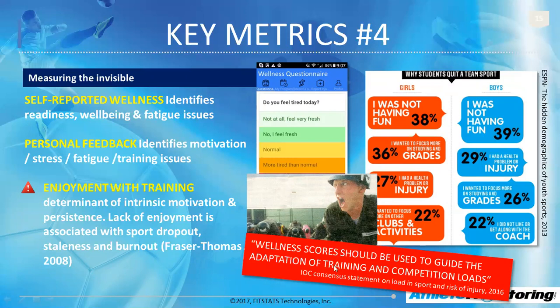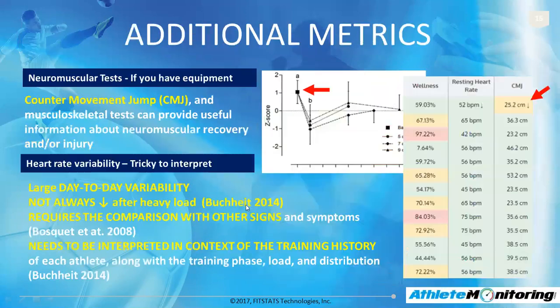And finally, wellness score, that's the IOC consensus statement from this year. The wellness score should be used to guide the adaptation of workload for each individual athlete. Additional metrics, you can also use vertical jumps. Those are an effective way of measuring neuromuscular recovery if you have the equipment.